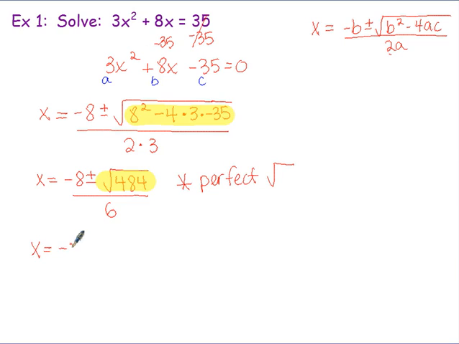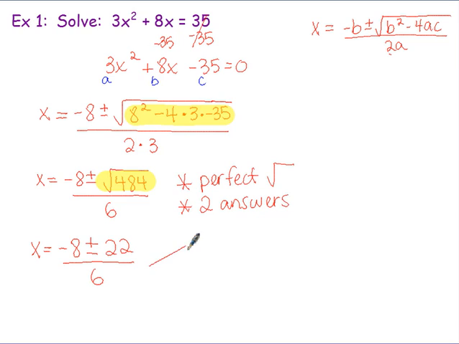So we keep the -8, we keep the plus or minus. This part right here all goes away and is replaced by 22. The square root's gone, the 484 is gone. And we keep the divided by 6. Now, perfect square roots mean that you're going to have 2 answers. That's the final step, is to find those 2 answers.